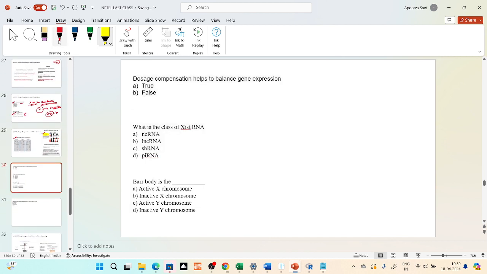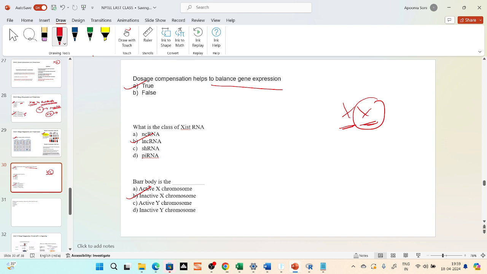Fine. Dosage compensation helps to balance gene expression. Is it true or false? It is true. Dosage compensation always helps to balance gene expression because if one of the X chromosomes is inactivated, in males also expression is coming from one X chromosome. In females also expression is coming from one X chromosome because one of the X chromosomes is inactivated. So it always balances the gene expression. What is the class of Xist RNA? We already studied lncRNA. These questions are repeated. Bar body is the inactive X chromosome.